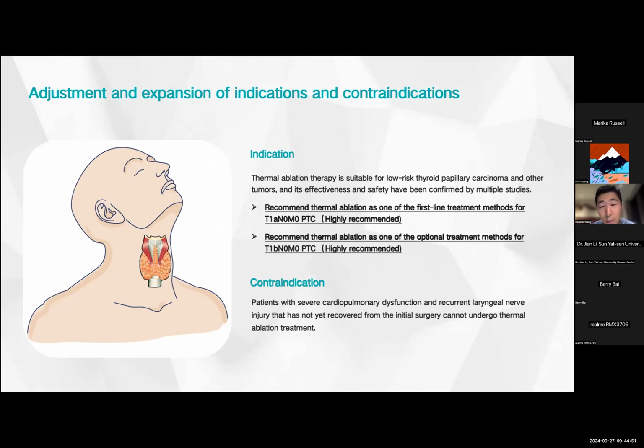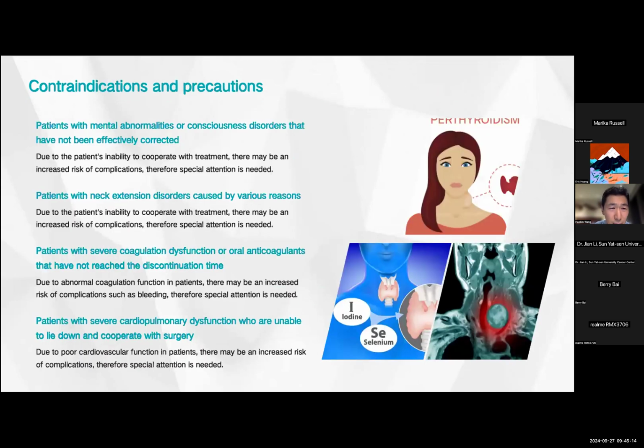Okay, that one is the contraindication. Patients with severe cardiopulmonary dysfunction and recurrent laryngeal nerve injury that has not yet recovered from the initial surgery cannot undergo thermal ablation treatment. Okay, this is very important, the contraindication. Okay, the following are also contraindications and precautions.